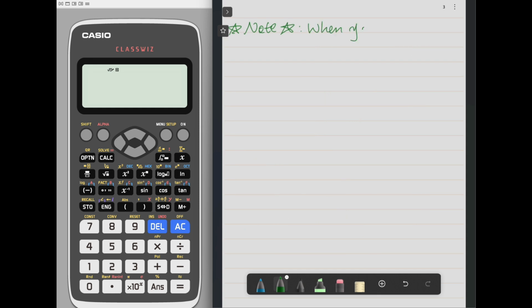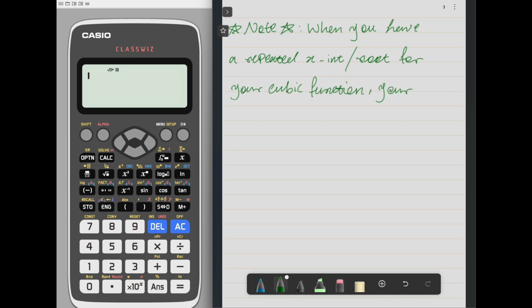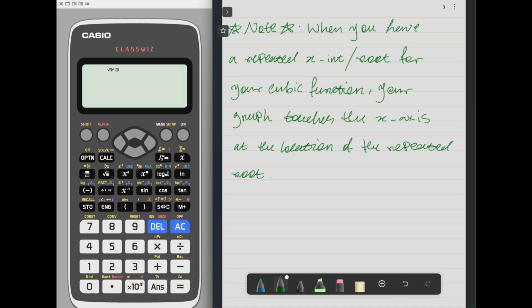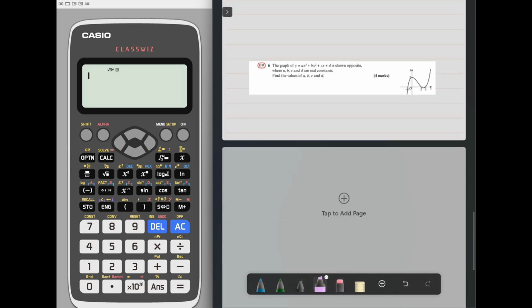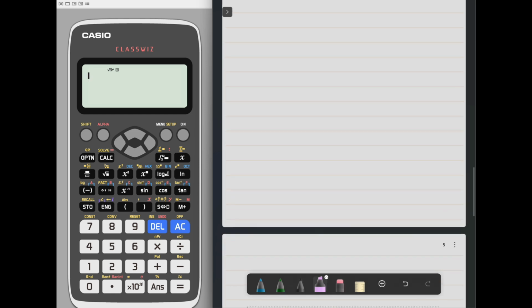When you have a repeated x-intercept or root for your cubic function, your sketch, your graph, touches the x-axis at the location of the repeated root, right? Let me highlight this one, very important. Let me just drag this one down.